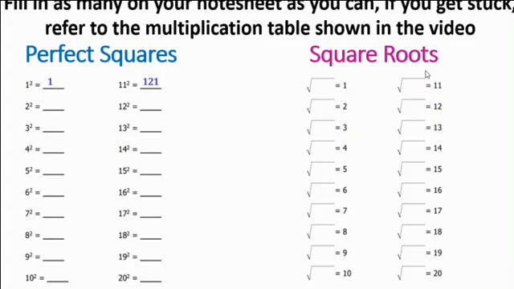If you look over here under the square roots, you think 1 times itself is 1. So that would go underneath the square root because the square root of 1 is 1. And then I look over here and I think, what is 11 squared? 11 squared is 121. And if I put that under the square root sign, I can think to myself, well, the square root of 121 is equal to 11 because 11 times itself is 121. Now you go ahead and pause the video and fill in as many as you can.